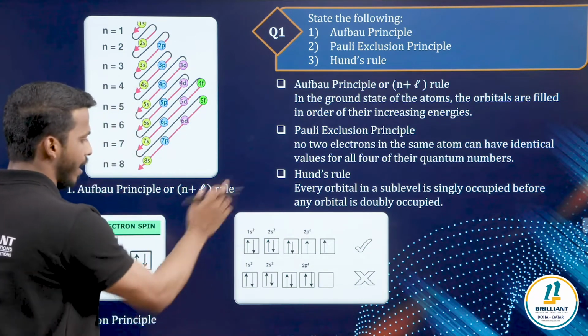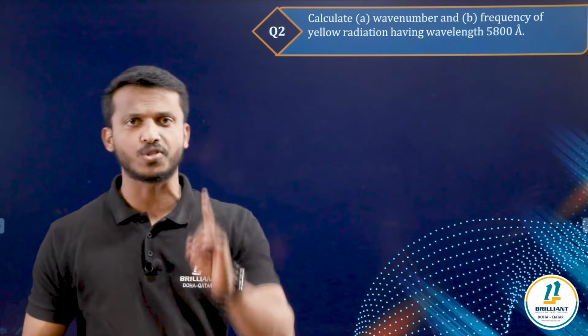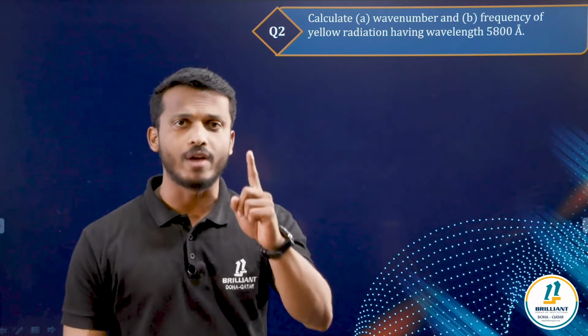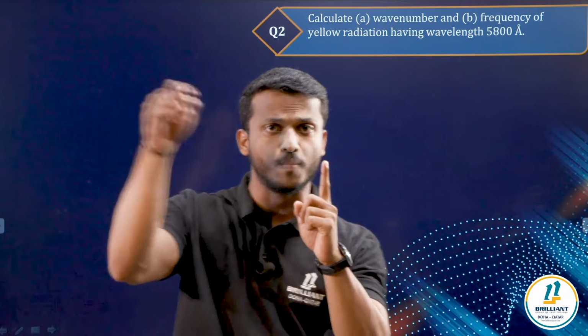Let's go for the next theory, dear all. Next question, question number 2. It's a numerical question. Calculate the wave number. What is the symbol of wave number? Nu bar.